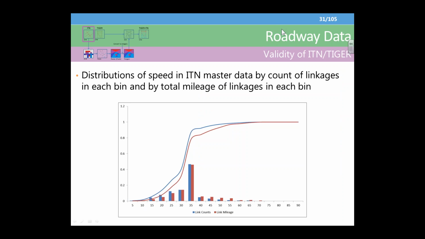So I promised we'd talk a little bit about the validity of this method. We looked at the distribution of speeds in the original ITN master data set. We can count speeds in two ways: you can count how many links are at a certain speed, or you can count the mileage at a given speed. If you plot the distribution of it, it looks like this, as you see on the screen.